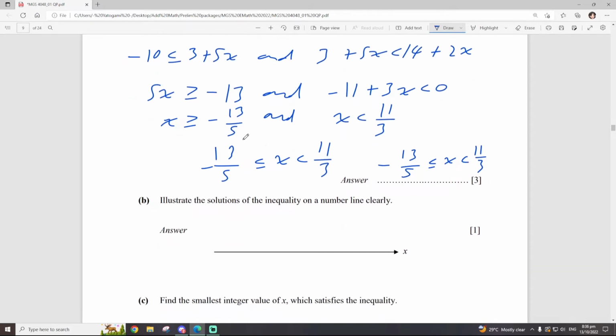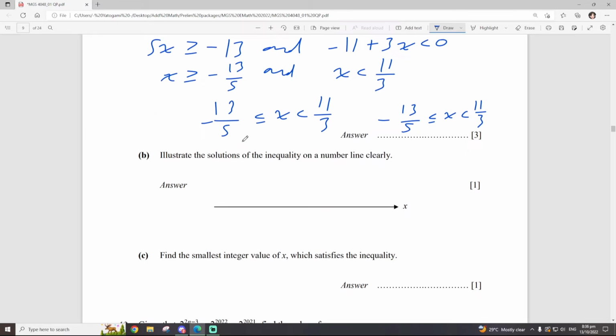Okay, illustrate the solutions of the inequality on the number line. So one of them will be a shaded circle, the other one will be hollow. So this will be like that. So this will be x. This is negative 13 over 5, and this is 11 over 3. You do not need to label any intermediate values. You just leave it like that.